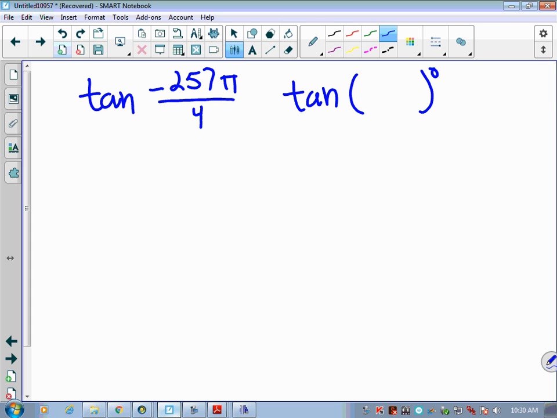Anybody have a number for me? Okay. Negative 11,565 degrees. So I'm going clockwise around. Let's divide that by 360 degrees to find out how many times I'm going to go around my circle.